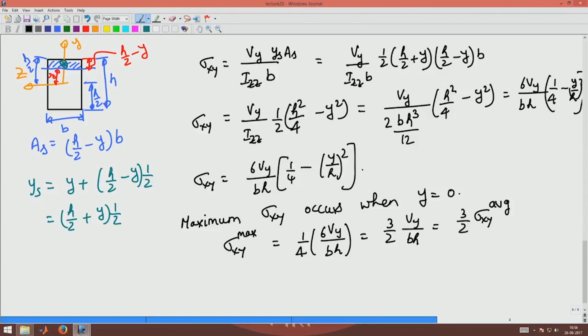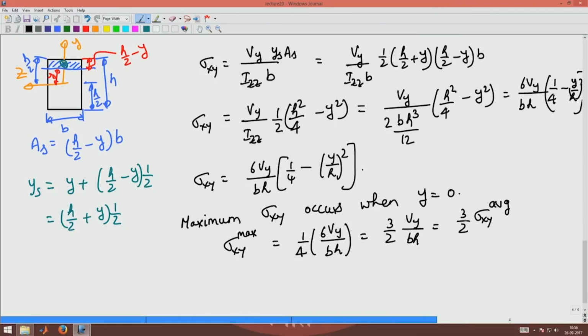Now, you find that the maximum shear stress is nearly 50% more than the average shear stress. So, that is why you have to do a rigorous analysis to find what these stresses are. So, now we found that the maximum shear stress is 3 by 2 times sigma xy average. This 50% is for this section; for different sections there will be different percentages of the average that will occur.